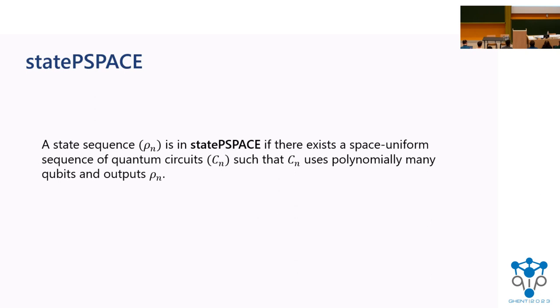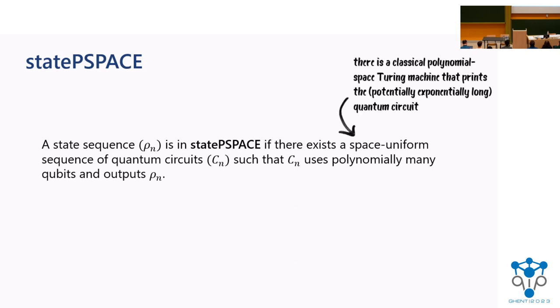So if you're not as familiar with circuit complexity, space uniform here means that there is some classical polynomial space Turing machine that prints the exponentially long quantum circuit to generate that state. And also, whenever I say circuit, I mean some generalized notion of circuit that includes mid-circuit measurements. So the circuit actually can prepare a mixed state as an output. And when we say it uses polynomially many qubits, this allows you to reuse qubits, right? If you're allowed to measure, you can measure and then reuse that space later in your computation.